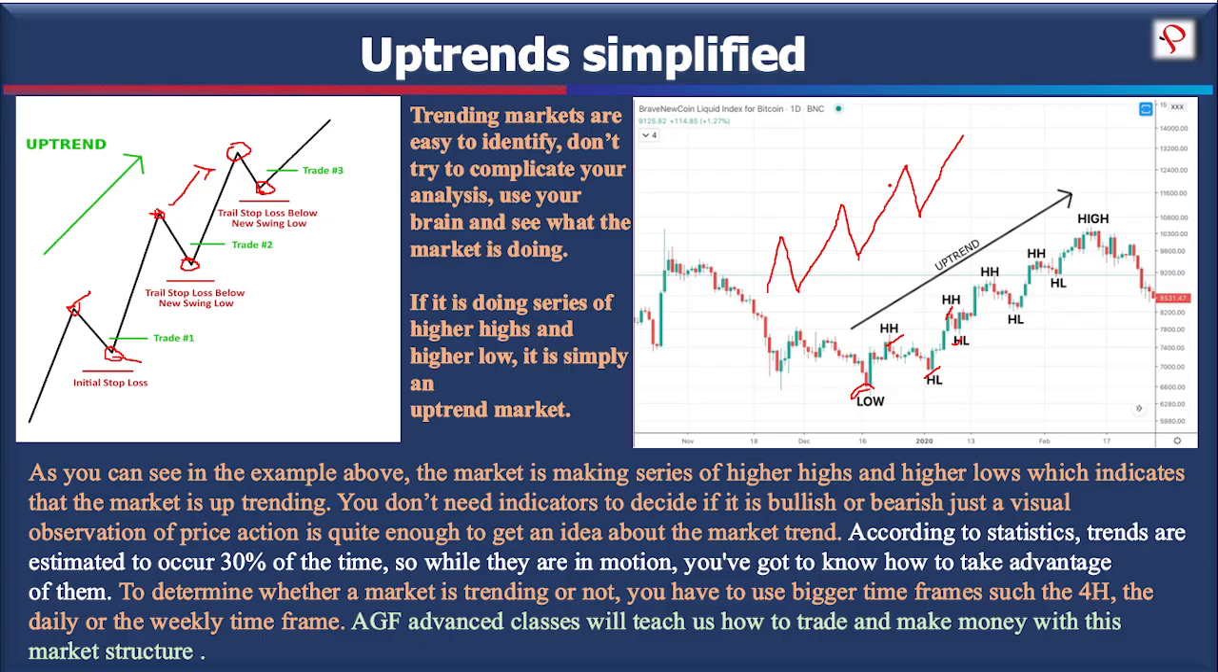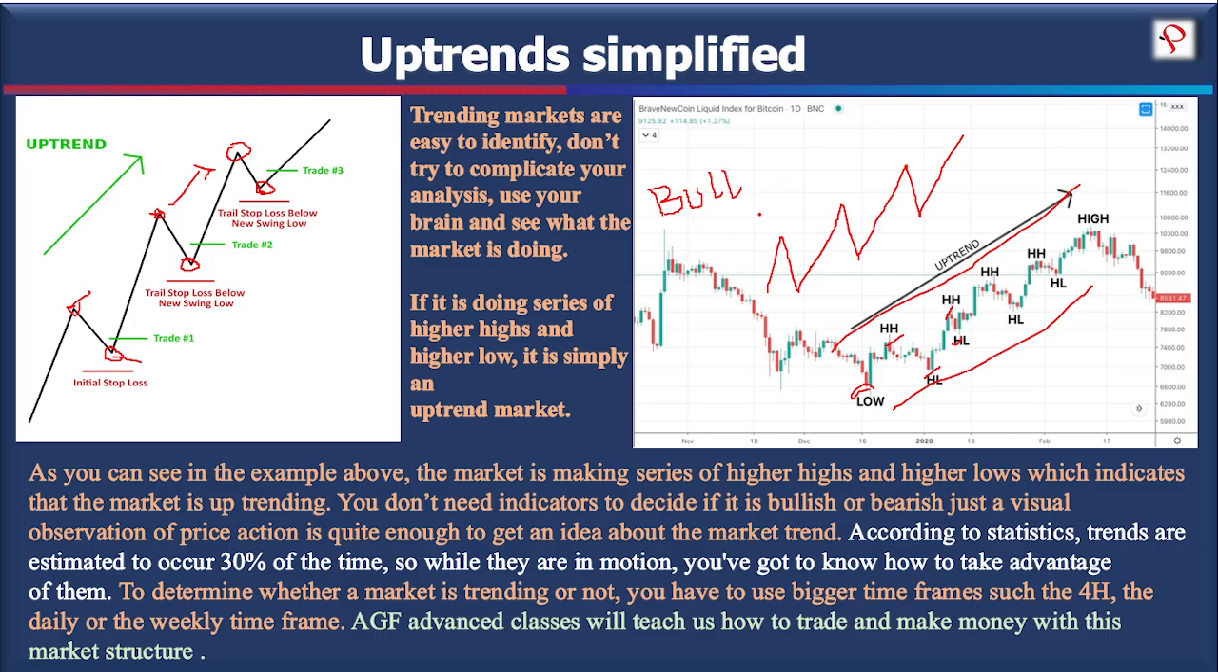You don't need indicators to decide if it is bullish or bearish. When the market is in this state, you can say that this is a bullish trend. It's a bullish trend because the buyers are in charge. It is the buyers that make the market move up. You can call them the bulls. From the word bull we got the word bullish and the word bullishness.